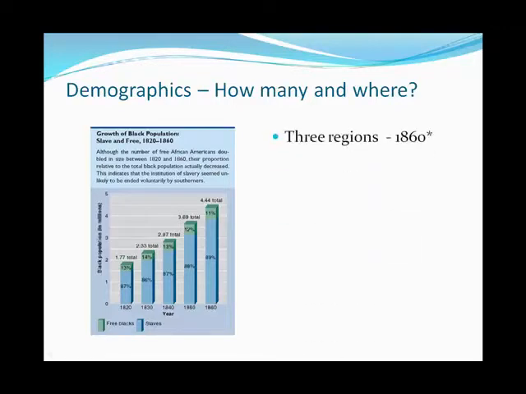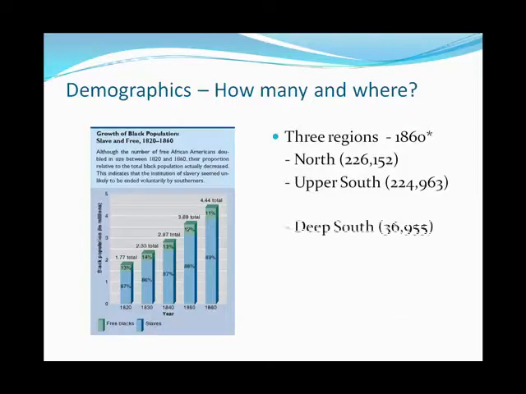Now, when we talk about free blacks, we also have to realize that we're looking at 3 regions in the country by 1860. We've got the North, where you've got a free black population of 226,152 by 1860. The Upper South, where you have a free black population of 244,963. And then the Deep South, well over 36,000, not quite 37,000 free blacks.